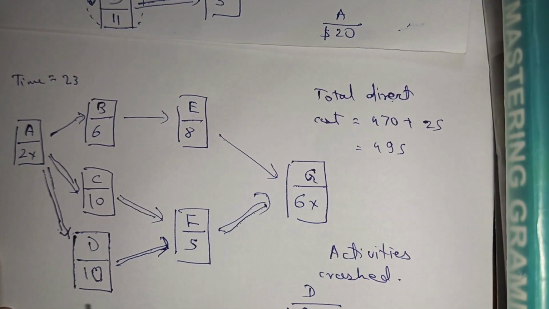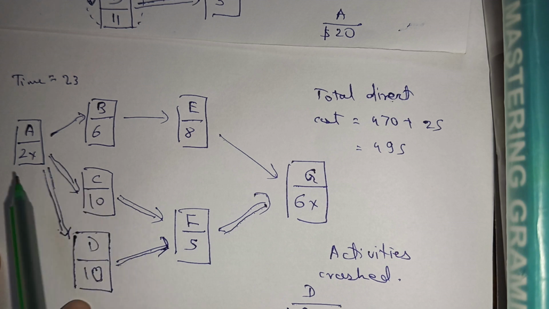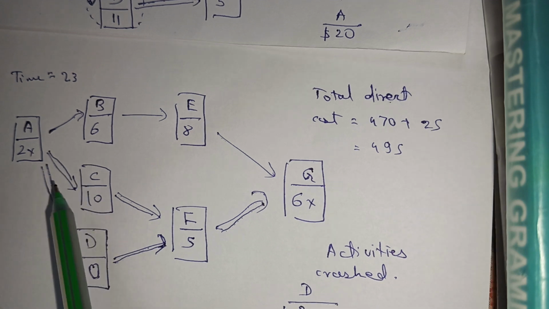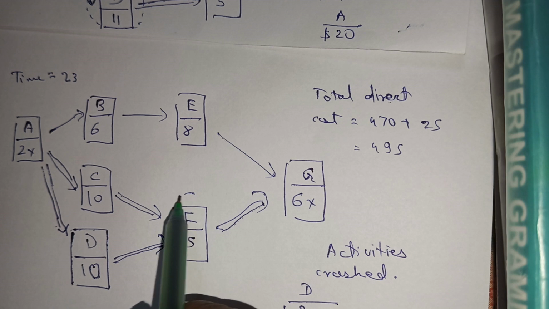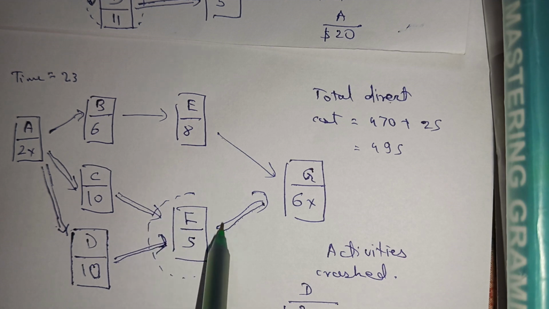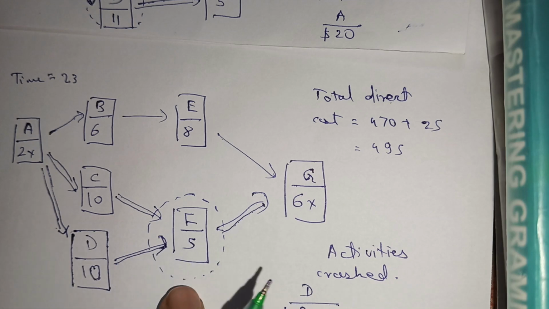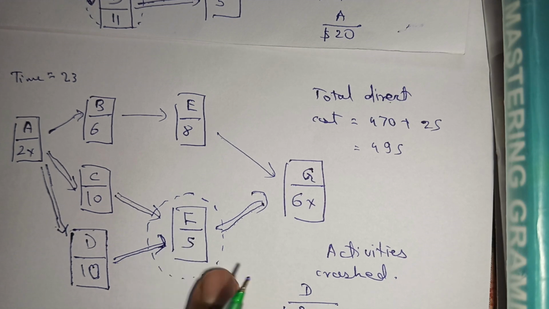Okay, D is 25, but if you look here, if you crash D by 1 day, can we fulfill the objective of reducing the time to 22 days? No, because we still have this as the longest path. So in order to crash an activity or a set of activities and reduce it to 22 days, the best choice is to crash activity F, because although the price is $30, we can achieve the objective of reducing the time duration by 1 day if we crash this.